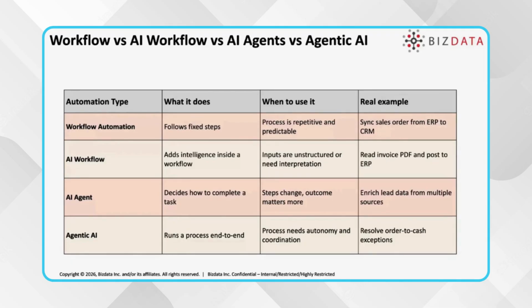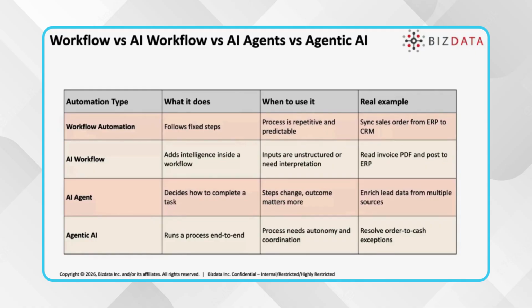Here, the workflow itself is clear. Receive invoice, extract key fields, validate against purchase order, post it to ERP, and handle exceptions. Now, where does AI come into the picture here? AI can actually read the PDF, it can extract the invoice number, it can extract the vendor details, and classify the content.